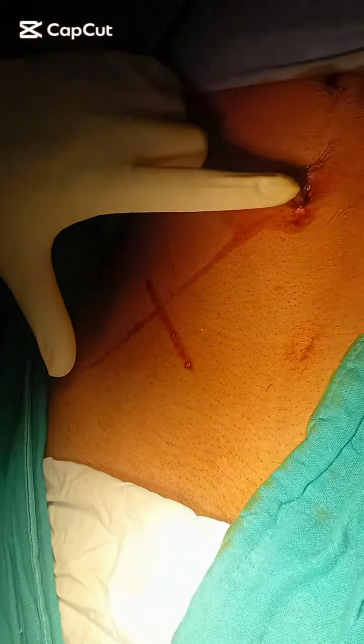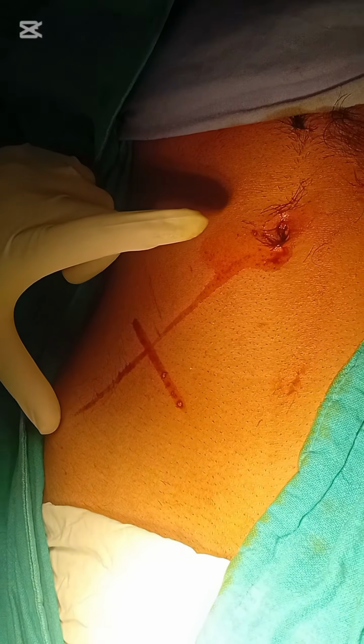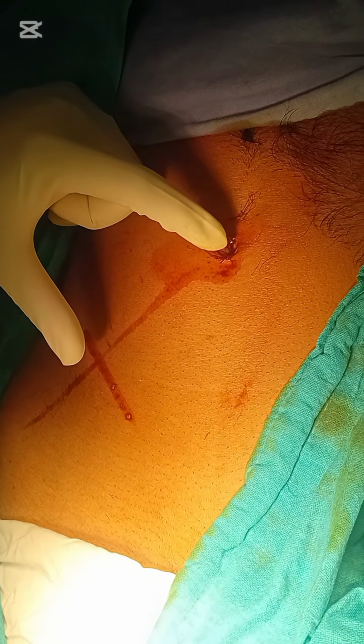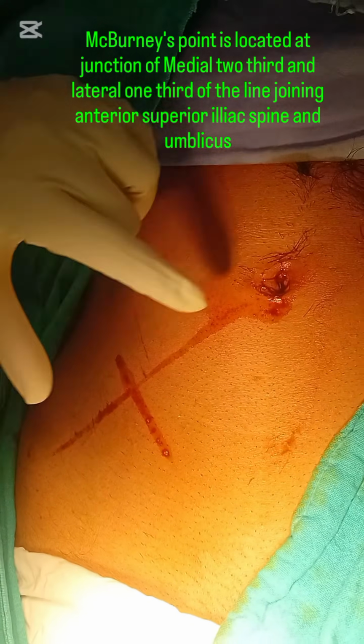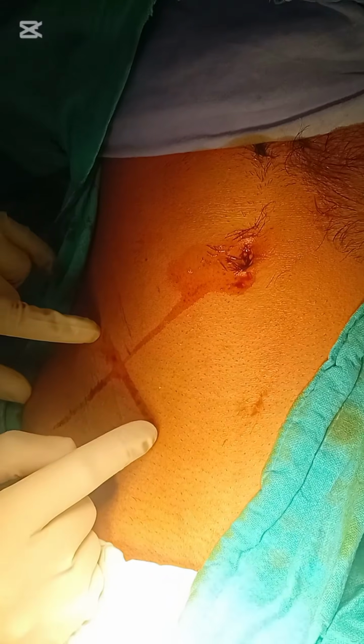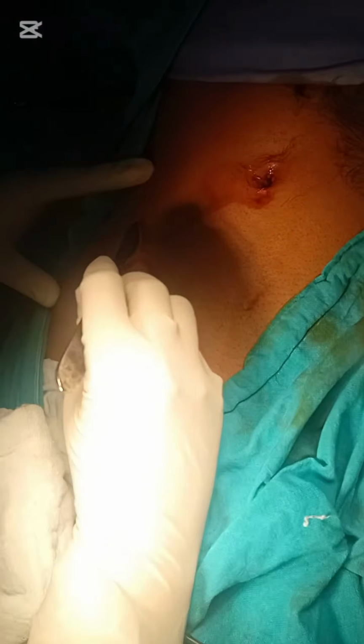First, we will identify the McBurney's point. It is marked by a line joining the umbilicus and anterior iliac spine. The medial two-third and lateral one-third point is considered as the junction of McBurney's point.